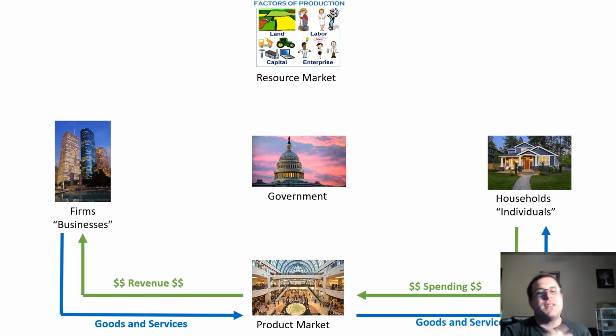So what happens at the most base level is people want goods and services. They want things from companies. You go to McDonald's, you want a cheeseburger. You go to Best Buy, you want a computer. You go to the theater, you want to watch a movie. So at this base level, those firms or businesses provide goods and services. And those goods and services make their way from the firm into what is called the product market.